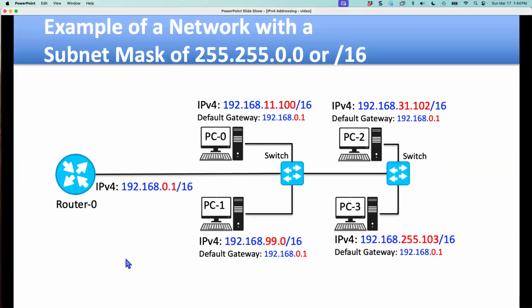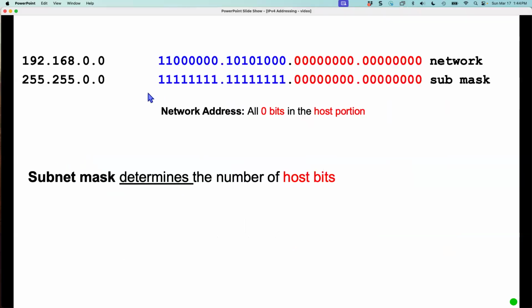Okay, let's look at a different mask. What if it's 255.255.0.0 or /16? Notice our mask has changed. Our 1 bits end here and our 0 bits start there.